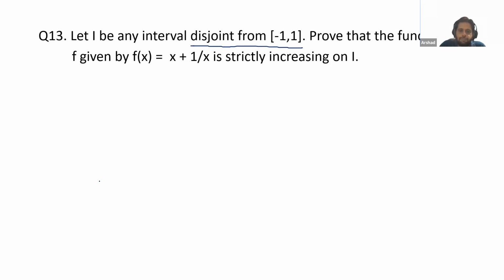Okay, no idea. Disjoint. So disjoint means what? You have the complete real number line R. So they're saying I be any interval disjoint from -1 to 1. That means I is the interval, the complete real number line except -1 to 1. So the interval which you have is the real numbers except -1 to 1.